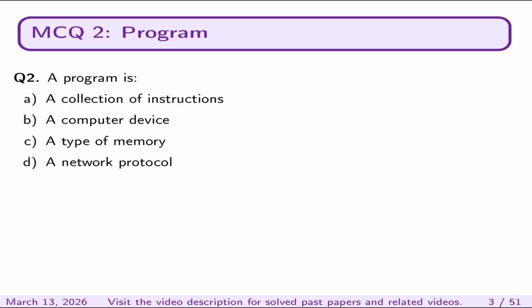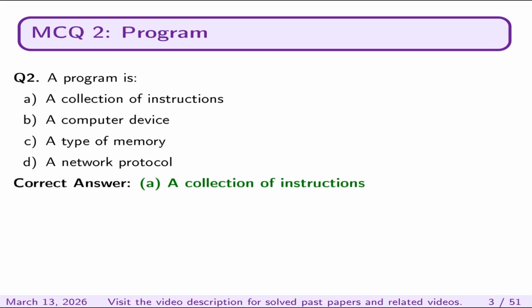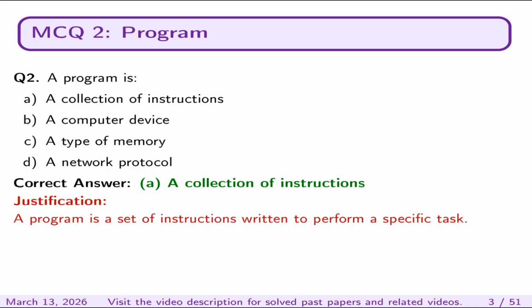Question number 2. A program is a collection of instructions, a computer device, a type of memory, a network protocol. The correct answer is a collection of instructions. Justification: a program is a set of instructions written to perform a specific task.